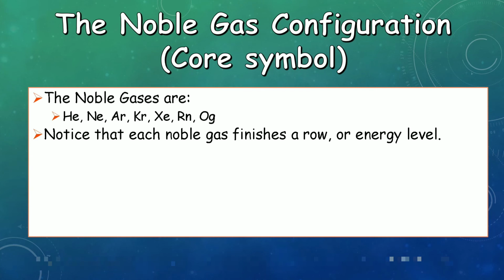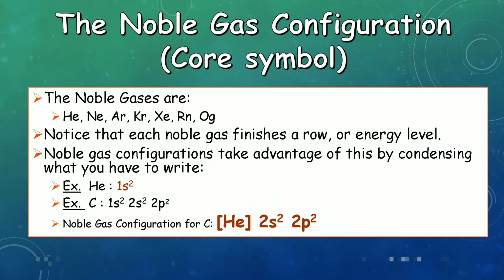Notice that each noble gas finishes a row or energy level. Kaya nga sila tinawag na stable gases din in other term. Kasi yung last row o yung last energy level ay paired. Okay? Lahat ng orbitals doon ay paired ng electrons. Noble gas configurations take advantage of this by condensing what you have to write. So, ibig sabihin po, sa tulong ng noble gas configuration, napapaikli yung pagsusulat ng electron configuration.